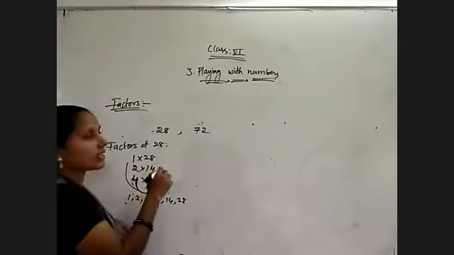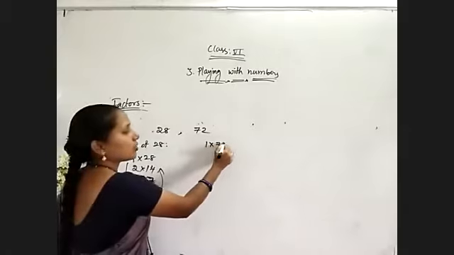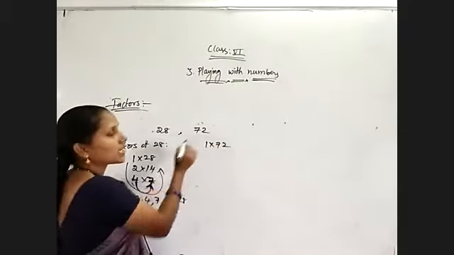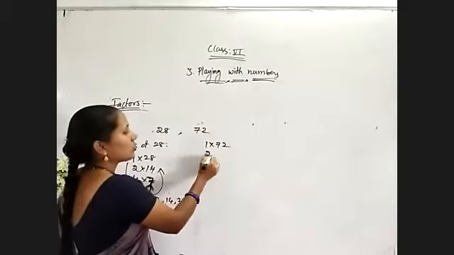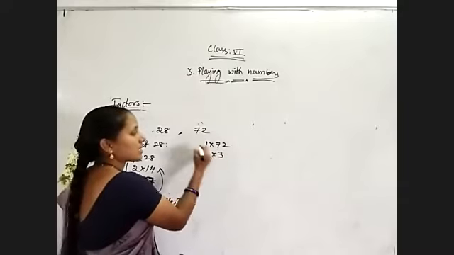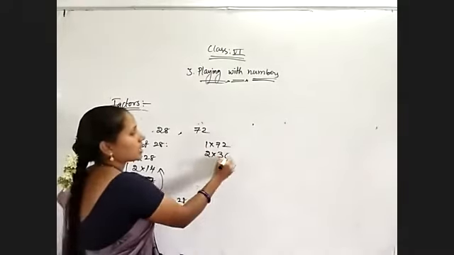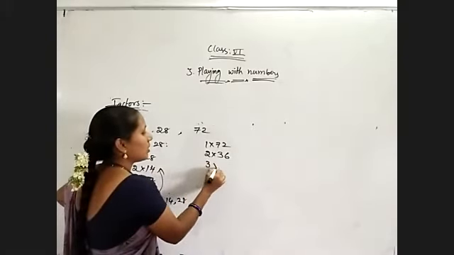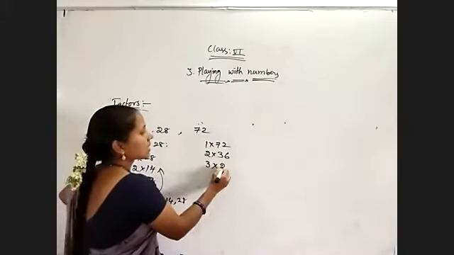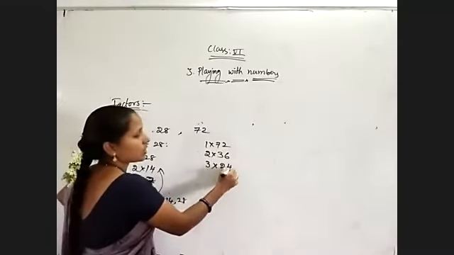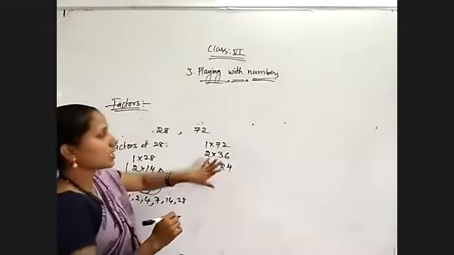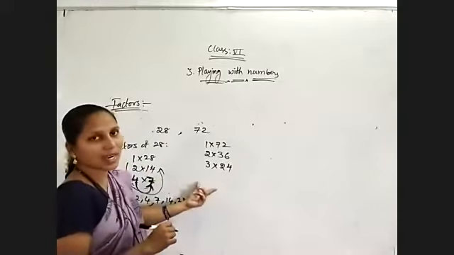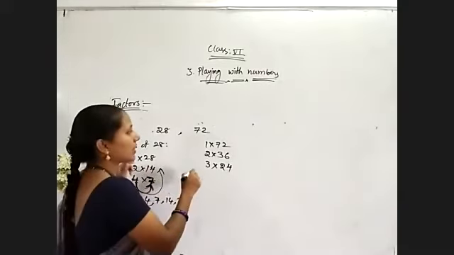And coming to 72. 1 into 72. Because 2 is there, it is cancelled in the 2 table. 2 into 2 threes are 6, 12. 2 sixes are 12. And coming to the 3 table, 3 twos are 6, 12. 3 fours are 12. If you are unable to do this, divide with those numbers and write that product. That's all.